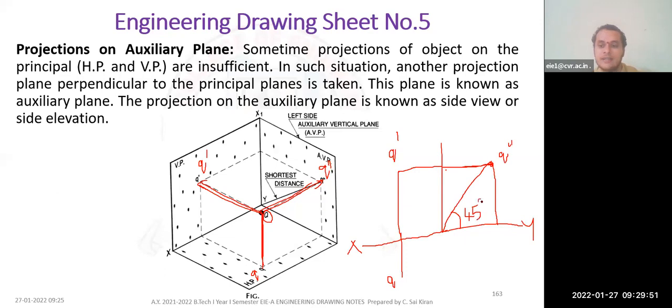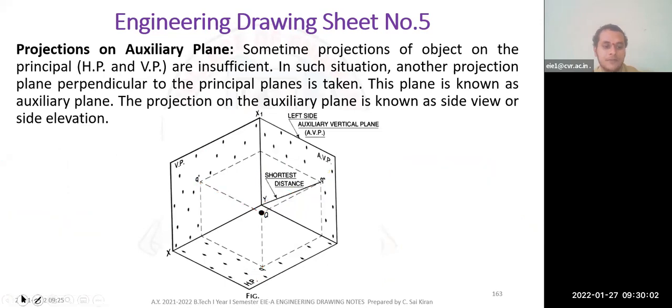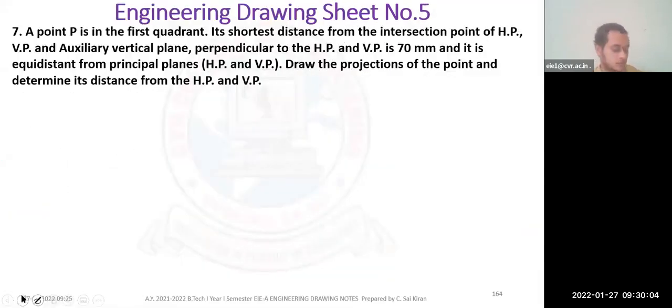Square, this angle will become 45 degrees. Okay. So whenever you see the shortest distance, it means that from this point, it is touching this point. Okay. And you need to solve a problem on this one. So write down the problem in your observation notes.